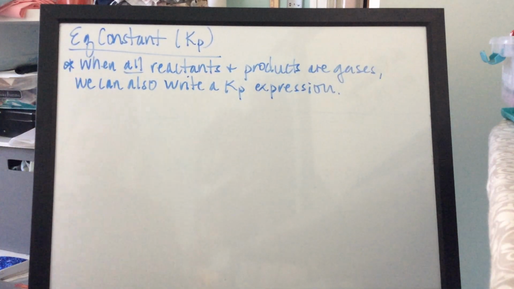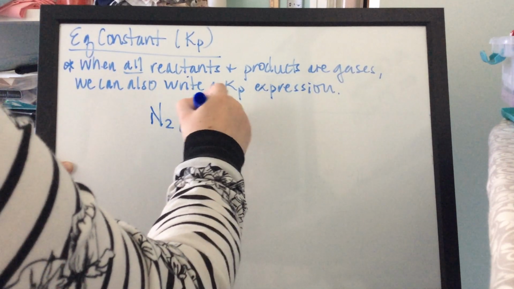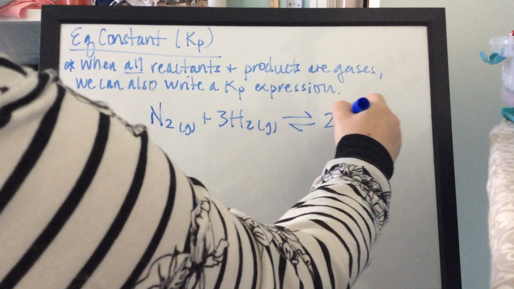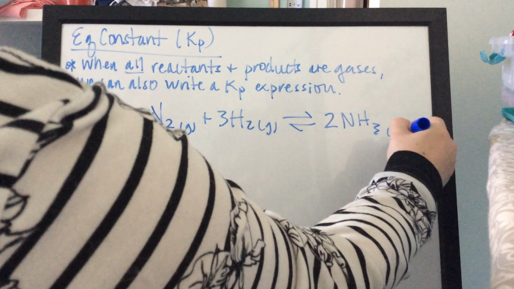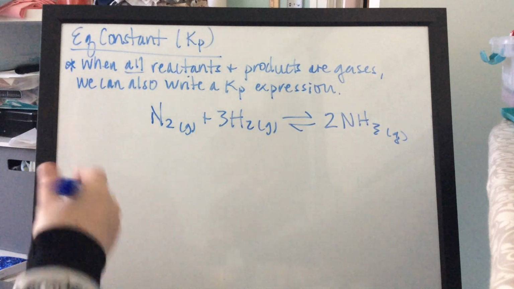Now I'm going to use the same reaction we just did, because it drives home a really good point. In this case, this is again the synthesis of ammonia. We know we can write a Kc. We just did that a minute ago in that last section. We wrote a Kc with our concentrations. But because in this case all my reactants and my product are gases, I can also write a different expression that's called a Kp, where the P stands for pressure.